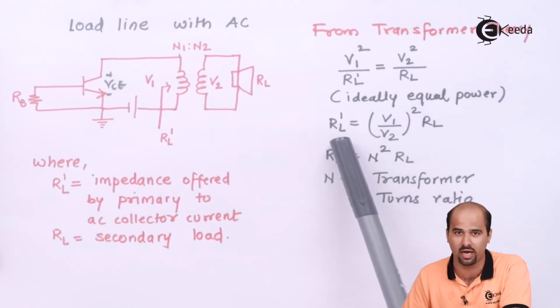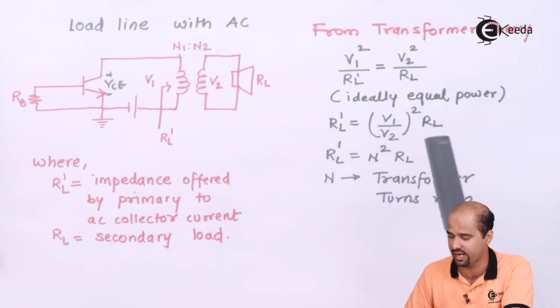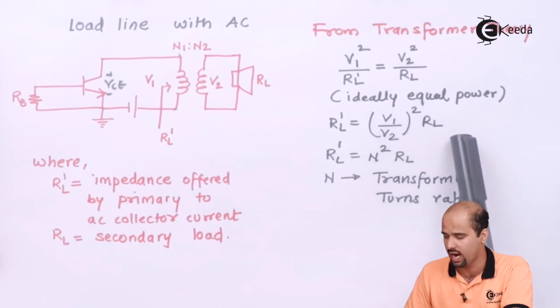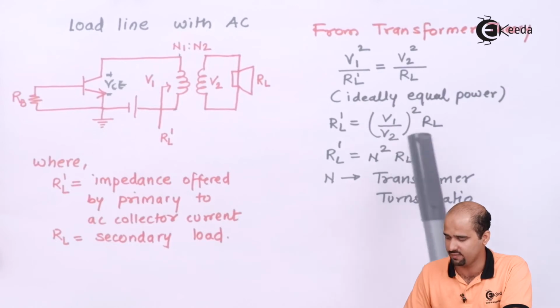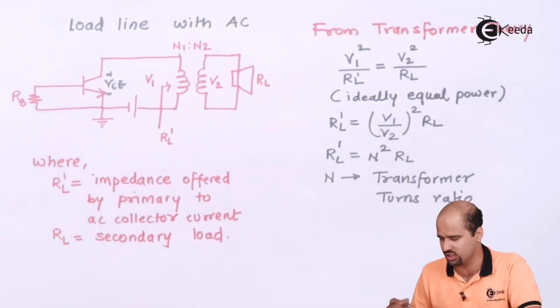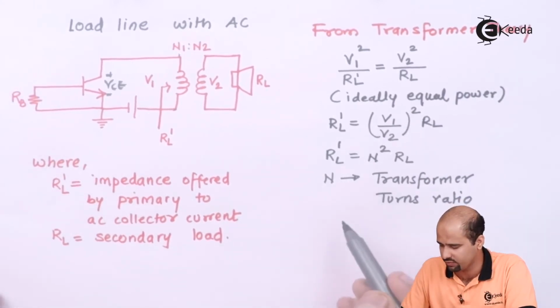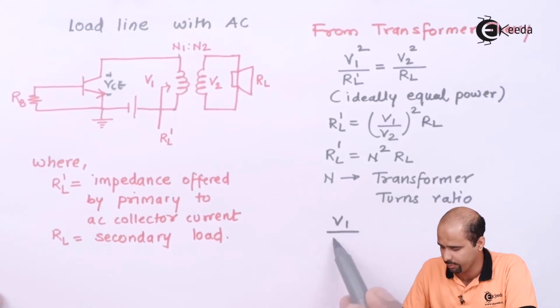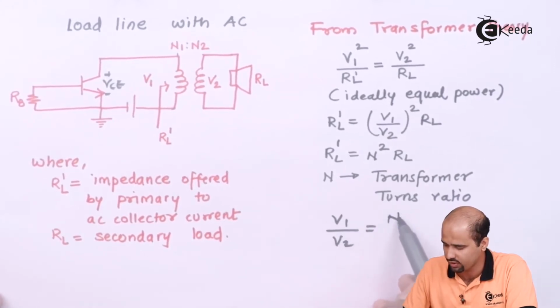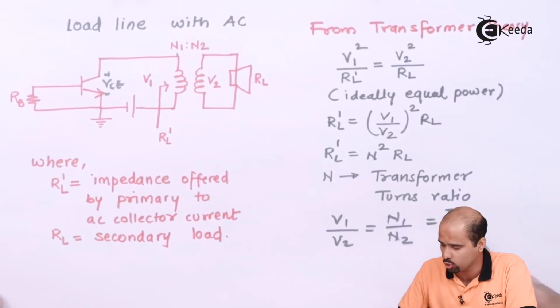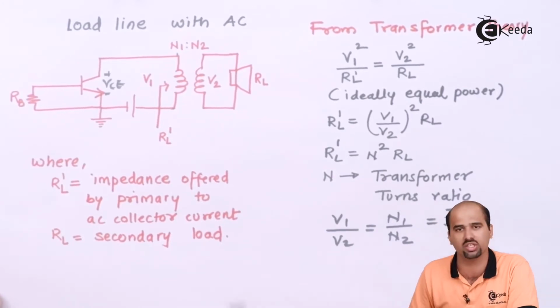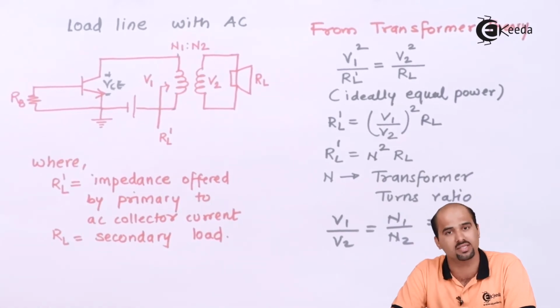What's the value of RL dash? So I will get the value of RL dash in the form of voltage ratio and the load resistance RL. So I can say V1 divided by V2. As I know that, what is V1 divided by V2? The relation is V1 by V2 is equal to N1 by N2, and is equal to I2 by I1, where I2 is the current at secondary and I1 is the current at the primary.